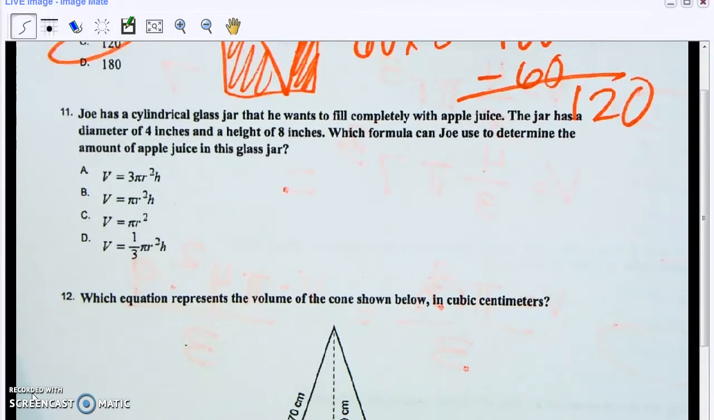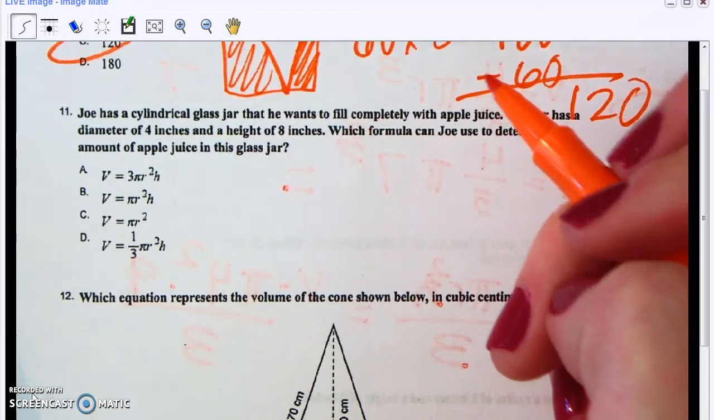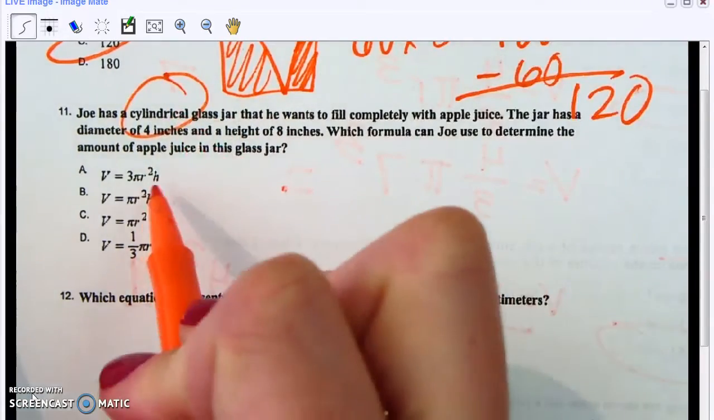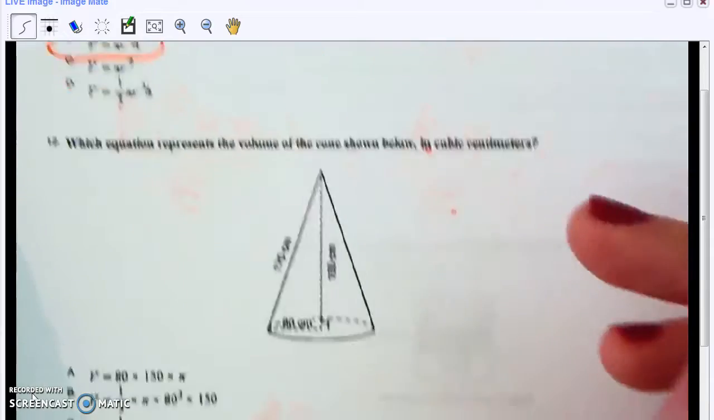Joe has a cylindrical glass jar that he wants to fill completely with apple juice. The jar has a diameter of 4 and a height of 8. Which formula can be used to determine the volume? So it's a cylinder. The formula for a cylinder is here, B.